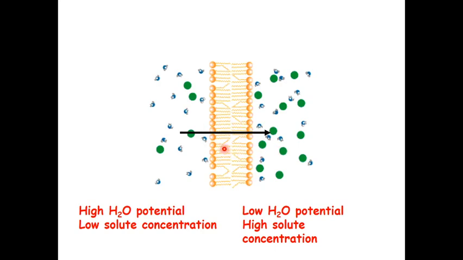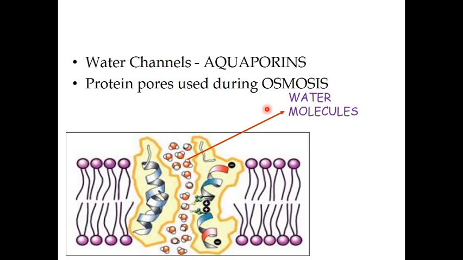And this was a kind of dilemma for many years. Even after the fluid mosaic model was proposed in the 1970s, there was still confusion about how the water molecule is moving, even being a polar molecule, where according to our principle, this lipid bilayer will not easily allow this polar molecule to move in and out. Yes, there was a discovery called aquaporins. It is a water channel, and protein pores are there. During osmosis, these protein pores help our water molecule to move.